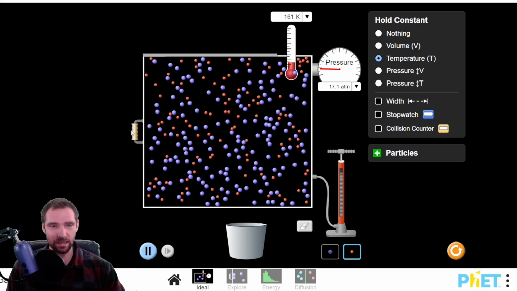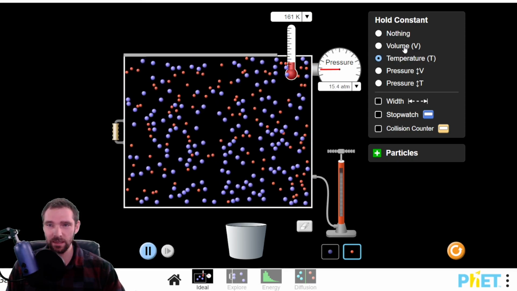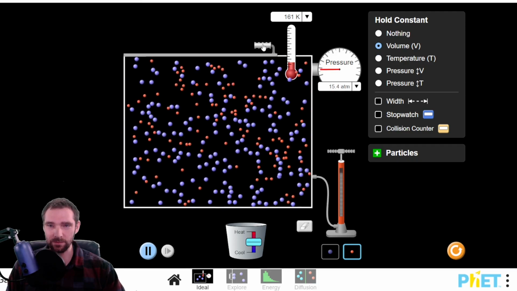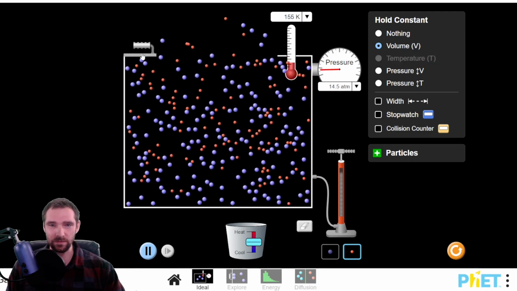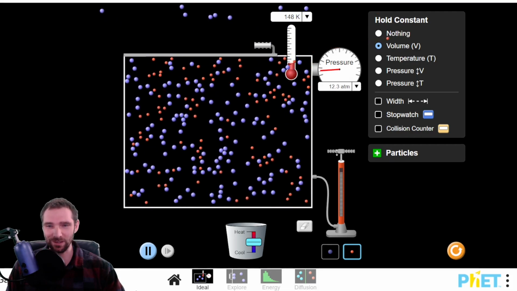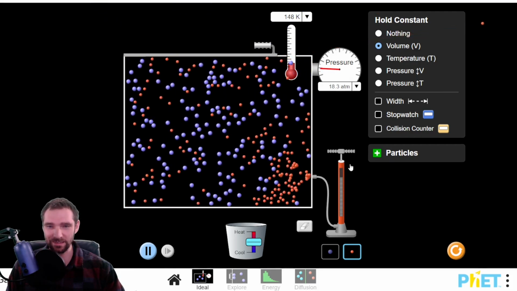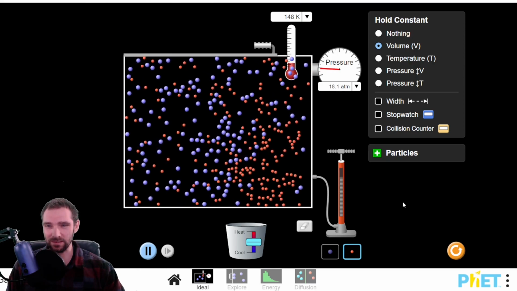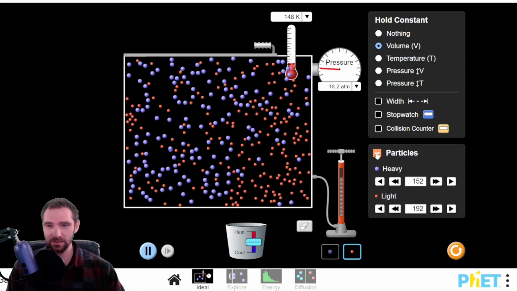So you can kind of see how this stuff all relates and play around with it a little bit. You can also let off some of the gas to let some of it escape, and you can add in some more of the gas. It's a pretty interesting little simulator that they've got here.